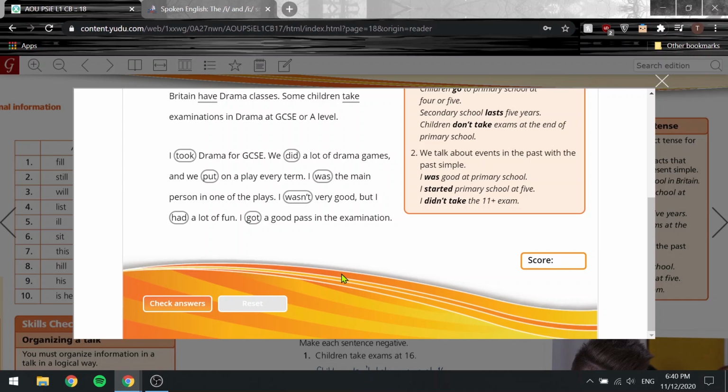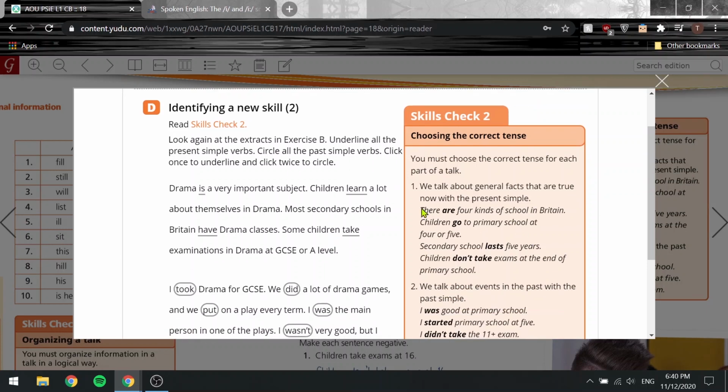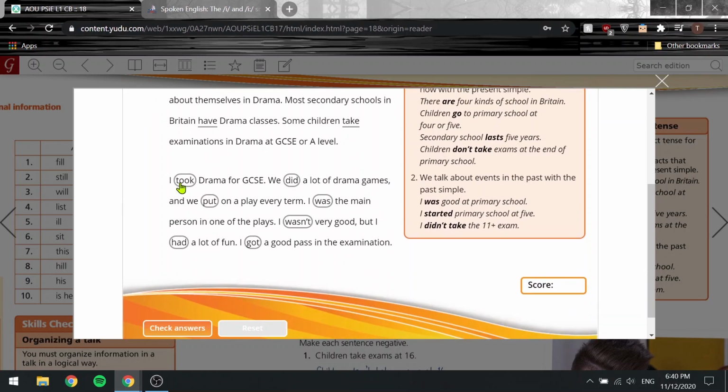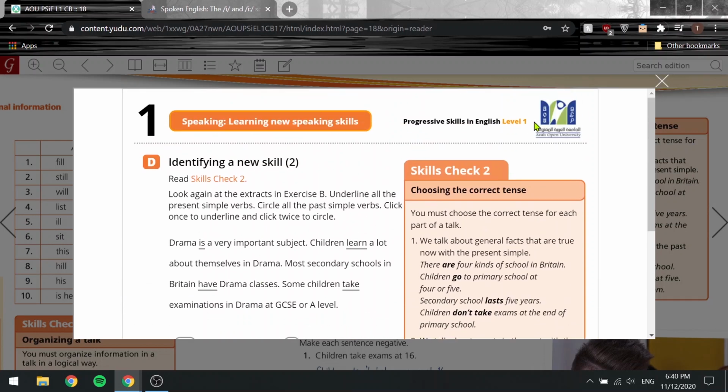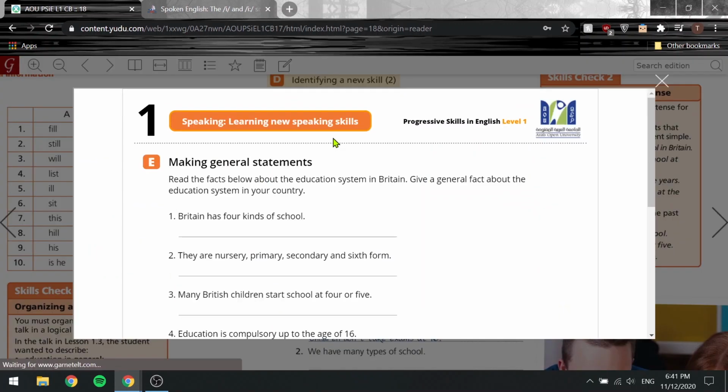All right? So again, one more time, all the words here that are in the present simple, we have is, learn, have, and take. And for the past simple, we have took, did, put, was, wasn't, had, and got. All right, now let's move on to exercise E, making general statements.